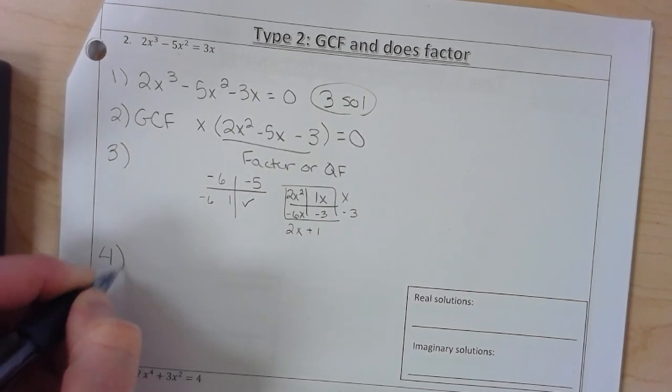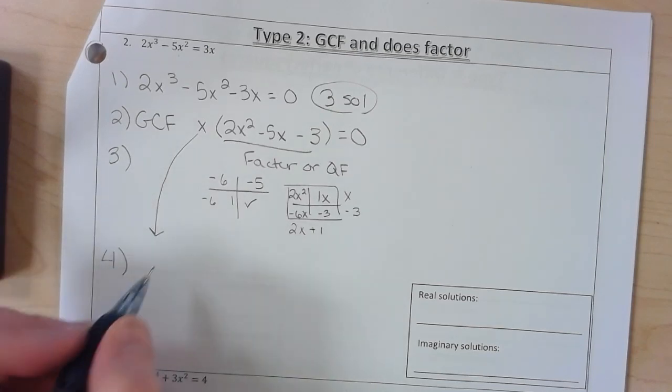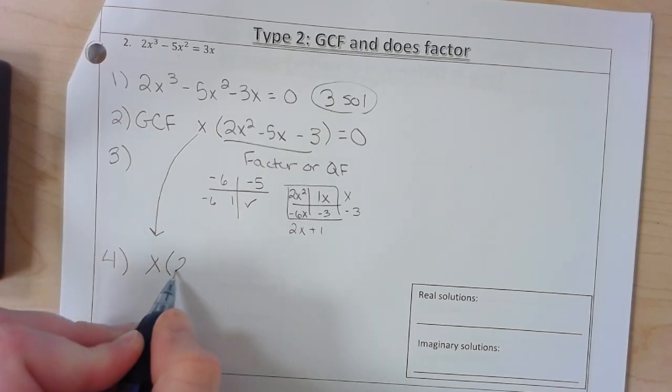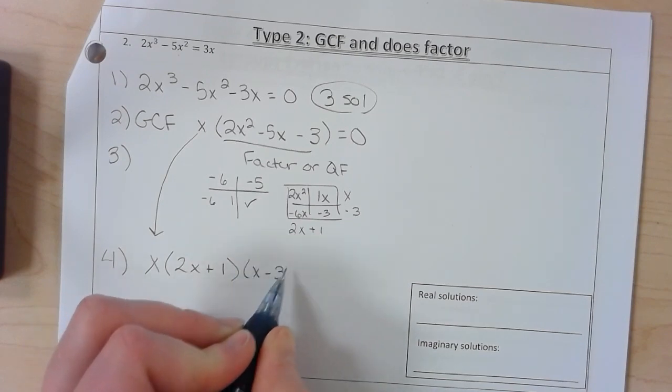Step 4 is you're going to solve. So I have that x, I'm going to draw an arrow so you know what it came from. I have that x, and then I have my 2x plus 1 from my box, and my x minus 3 from my box.